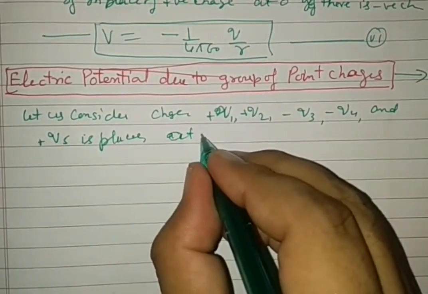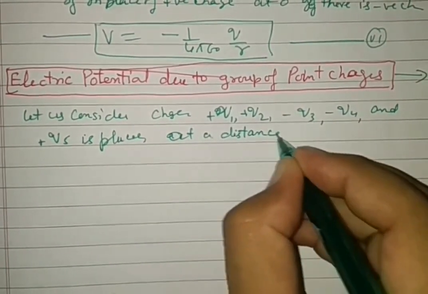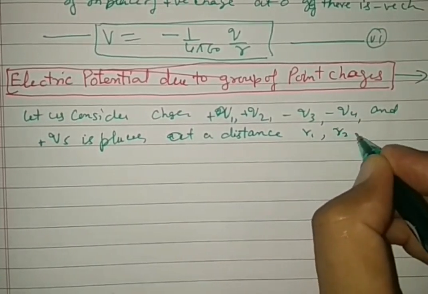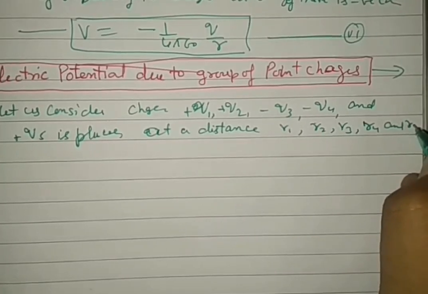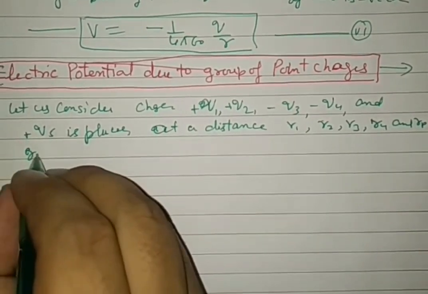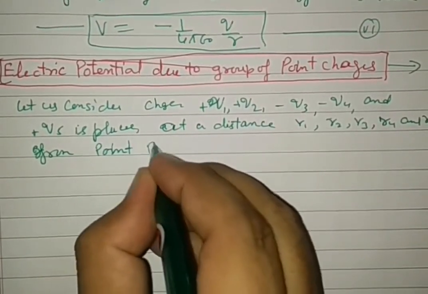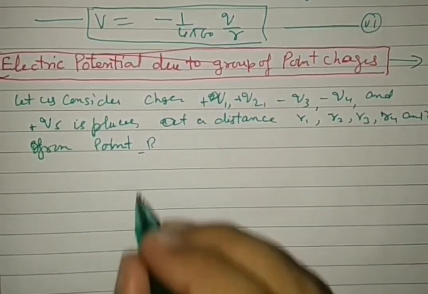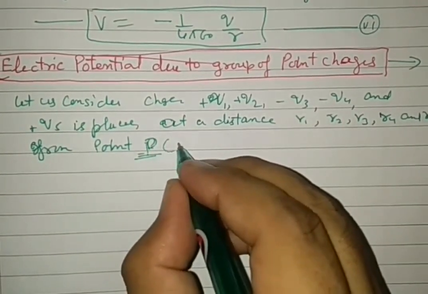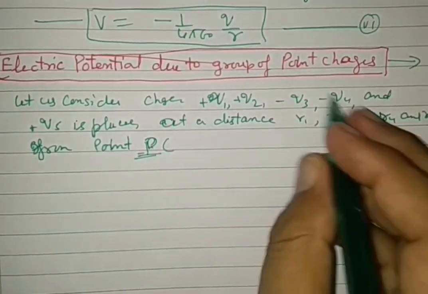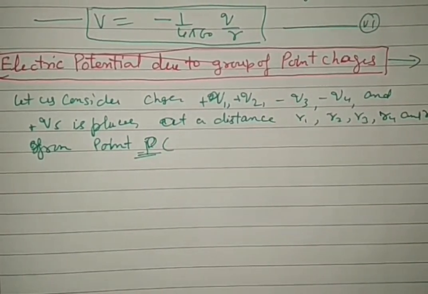They are placed at distances R1, R2, R3, R4 and R5 from point P. What is the meaning of point P? Point P means where you are going to calculate the electric potential due to these 5 charges. In that condition, see what the strategy is.